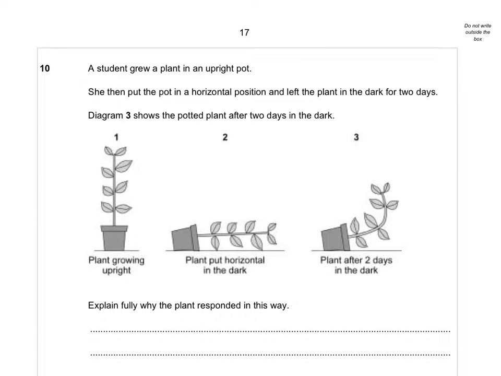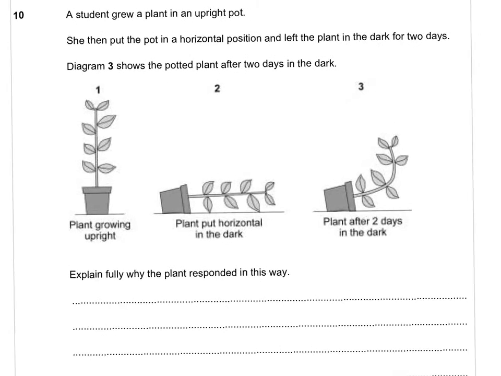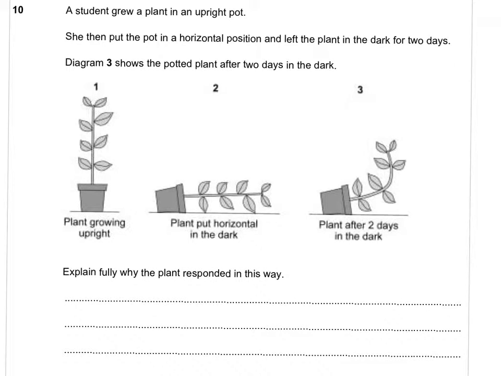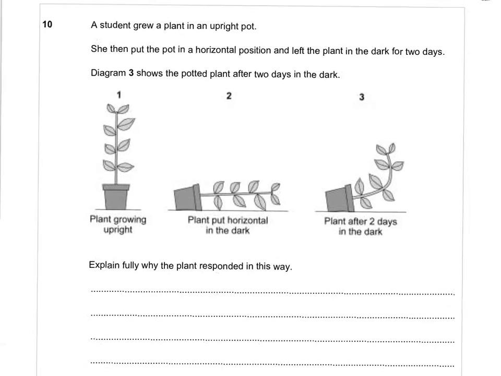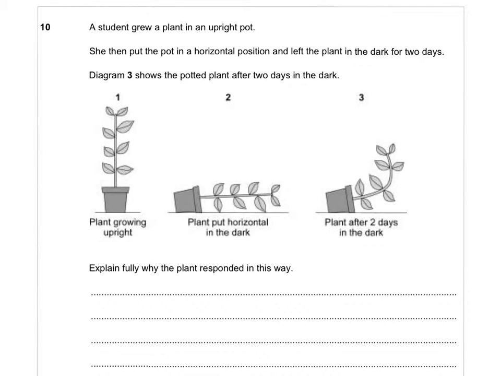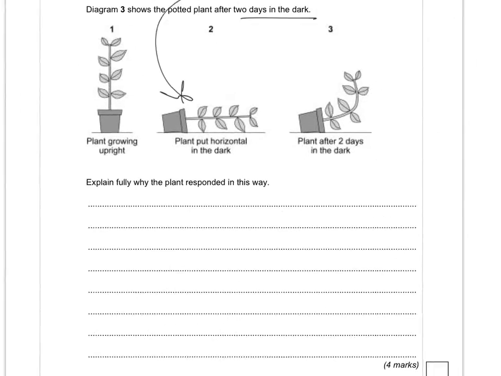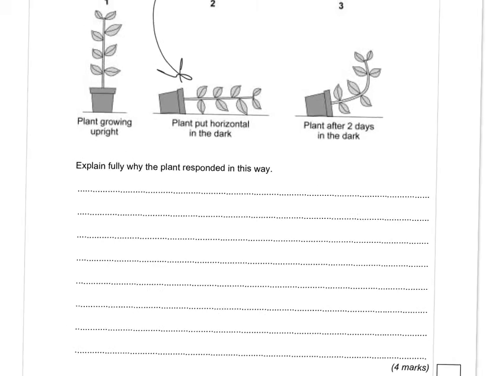Okay, question 10. So a student grew a plant in an upright pot. She then put the pot in a horizontal position and left the plant in the dark for 2 days. Diagram 3 showed the potted plant after 2 days in the dark. So key bits there from the question that you need to point out: it was left in the dark, it spent 2 days there, and it was in a horizontal position, which we can see by looking at the position in figure 2 that it was left in. So we've got to explain why the plant responded in that way, and it's for 4 marks.